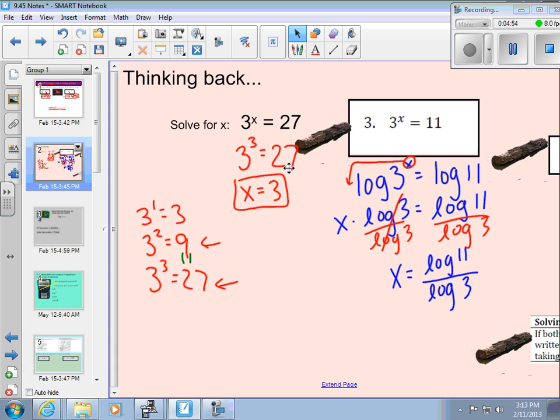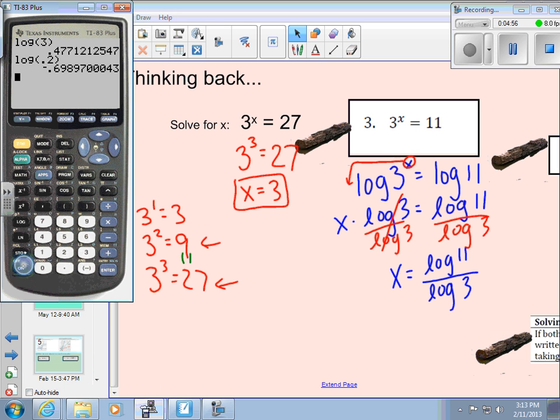So if we go on our calculator, we can type that in. So we want to hit log of 11, so type in 11. Make sure you close the parentheses. Some of your calculators might put the parentheses in for you. If they don't, make sure you close that up. Divided by, now we hit log 3, hit enter, and it should tell us the value. It's about 2.18, and that kind of falls in line with what we said.